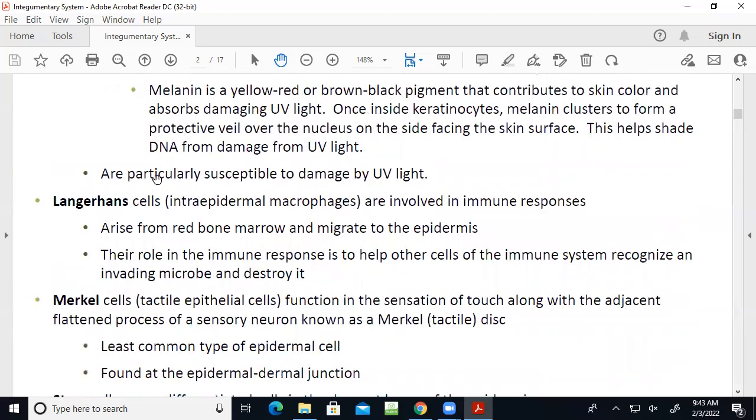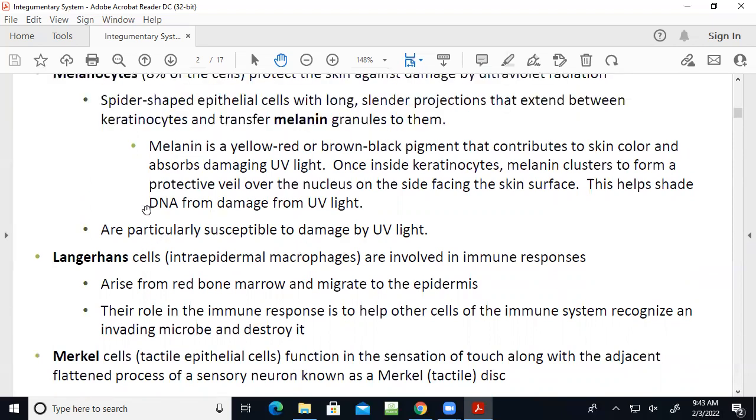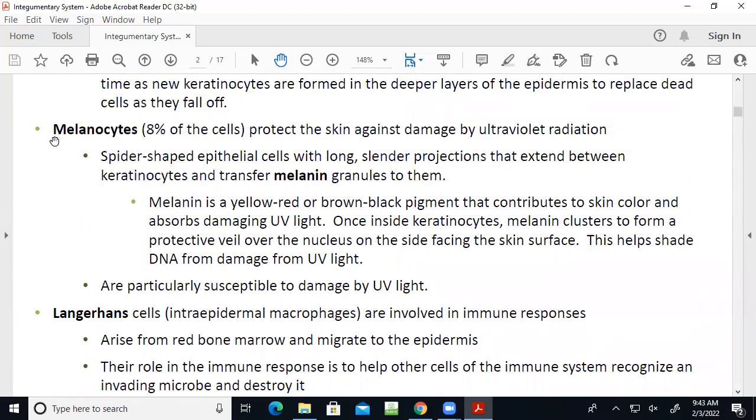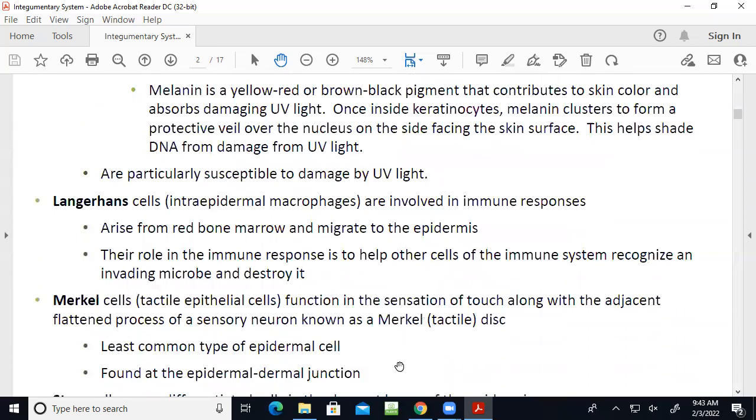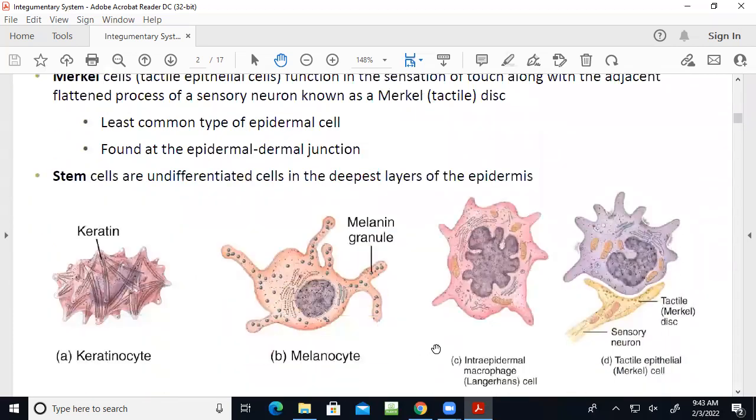Okay. Unfortunately, melanocytes themselves are particularly susceptible to damage by UV light. And if you've ever heard of the term melanoma, that's the most dangerous form of skin cancer. They call it melanoma because guess what type of cell it originates in? Melanocytes. Okay. All right.